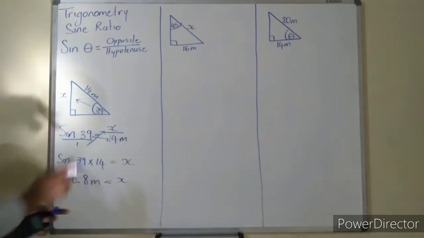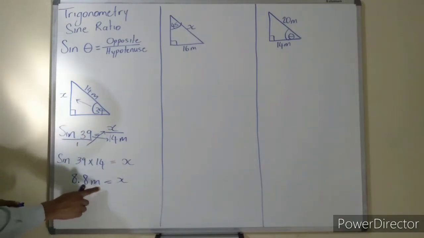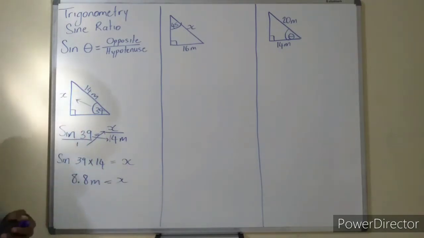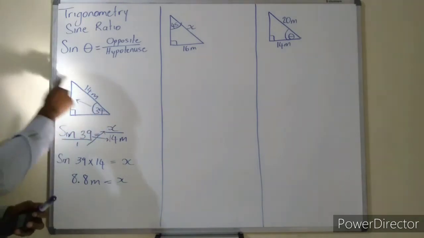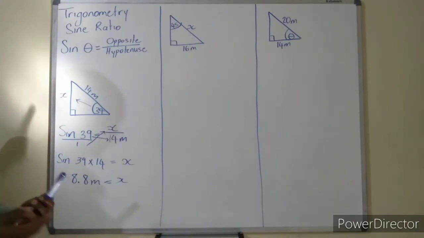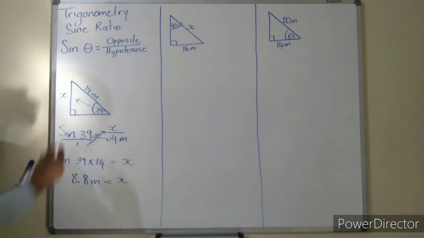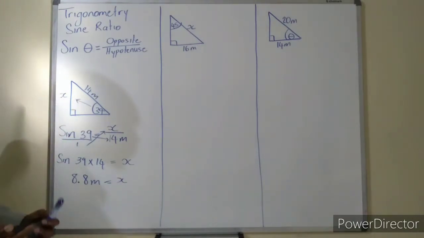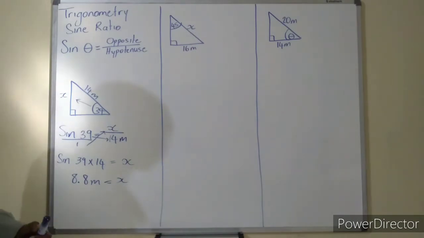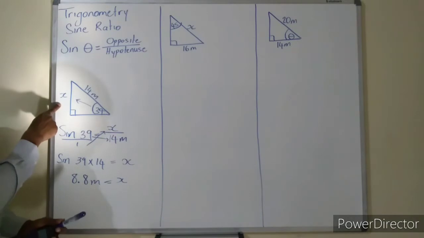And x in our case is the opposite side. So the opposite side is equal to 8.8 meters, while the hypotenuse is 14. Just to keynote, since the hypotenuse is the longest side, if you work out something and recognize that the final answer for the opposite side is bigger than your hypotenuse, it means you have done something incorrect, so you need to go back and check your working out. That's what you would do if you need your opposite side.